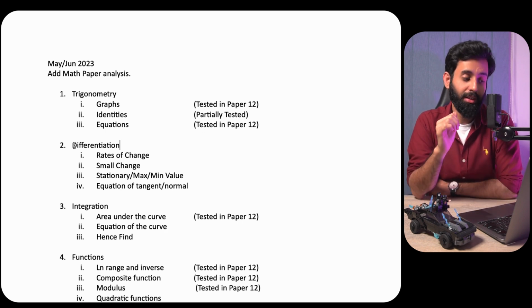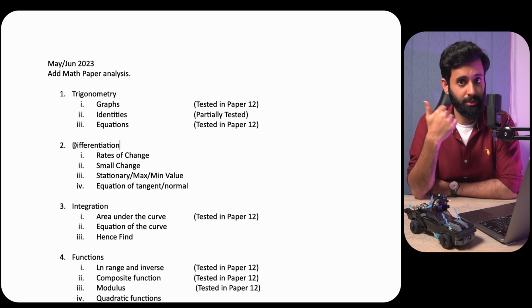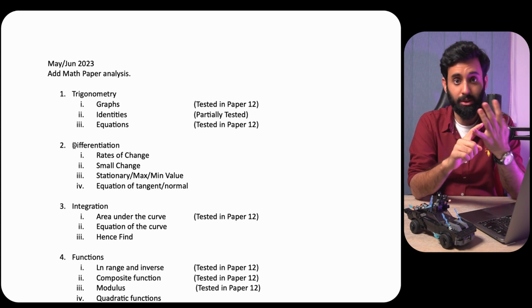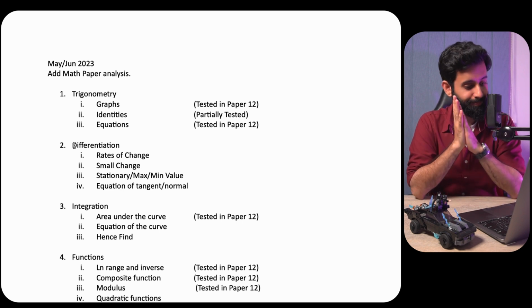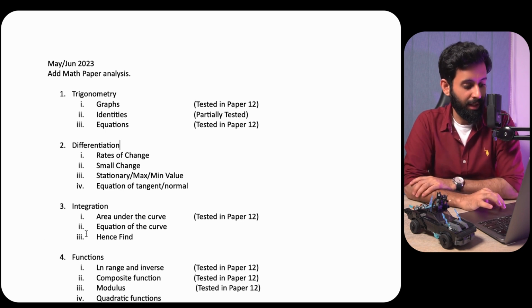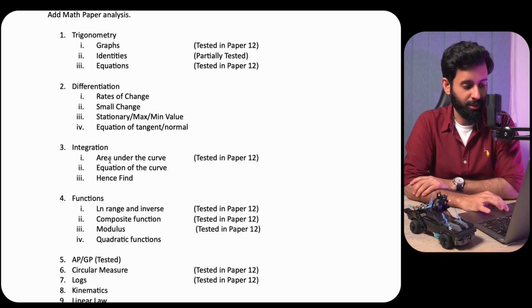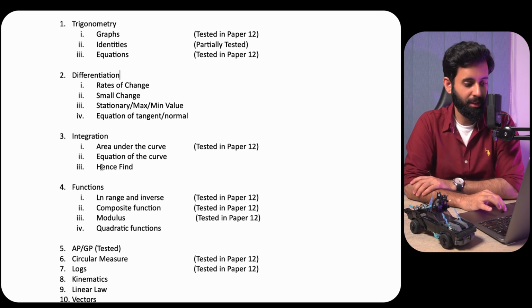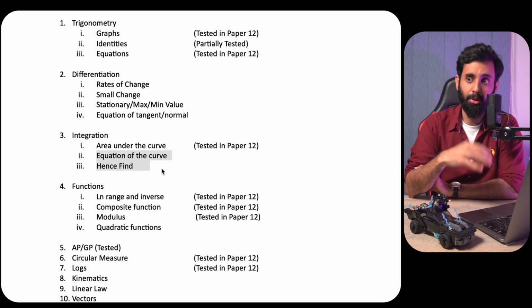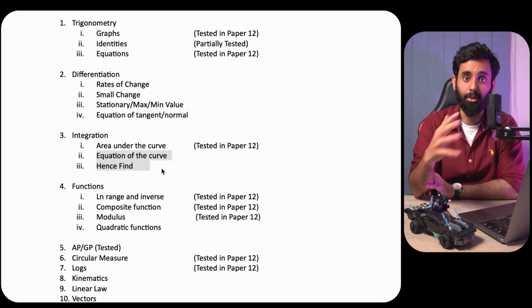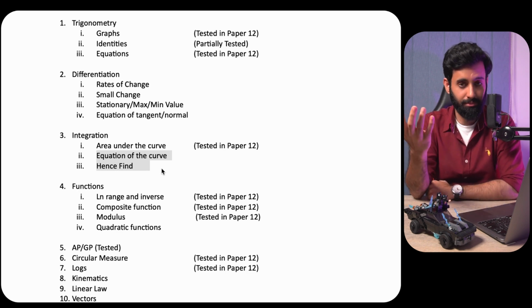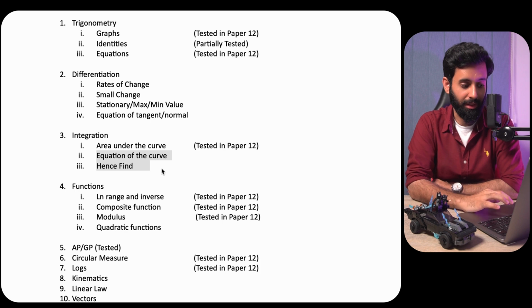Okay, and then interestingly enough, there was no differentiation. There was no rates of change, no small change, no stationary points, maximum, minimum value, no equation of tangent and normal. So you can expect paper 2 to be full of differentiation. That's what I'm expecting. And then let's talk about integration. There was a question on area under the curve, but there was no question on equation of the curve. And just like that, there was no "hence find" question, where you're asked to differentiate a certain function, and then through that, you're asked to find the integral of a certain function. So you can expect something like that.